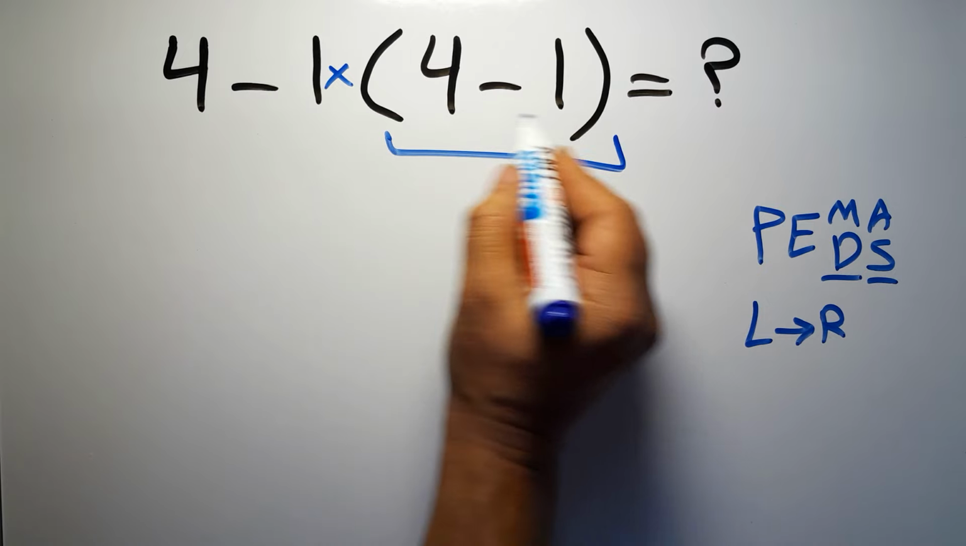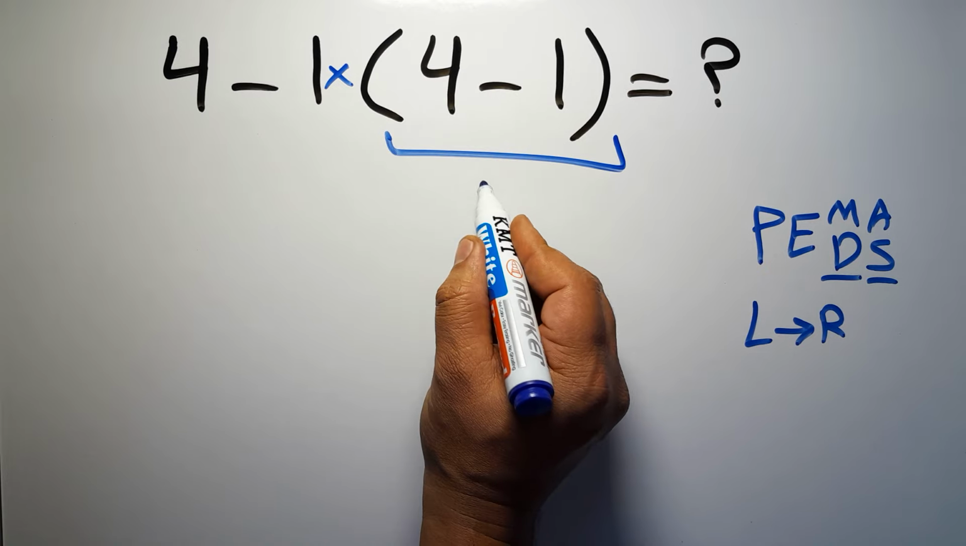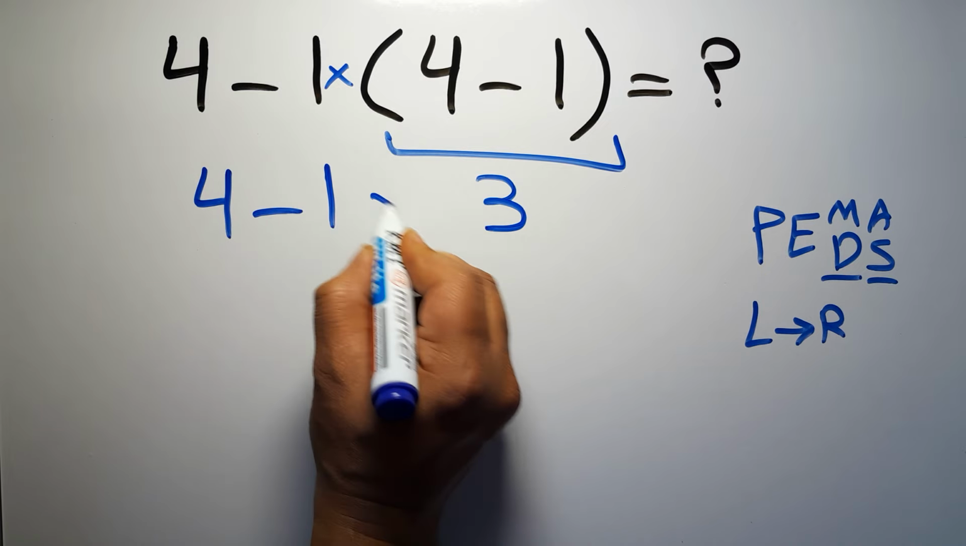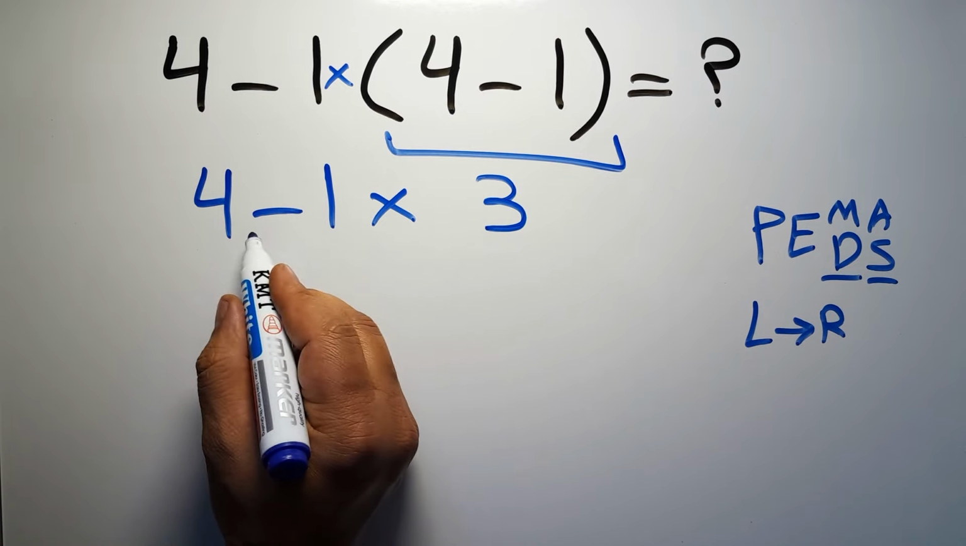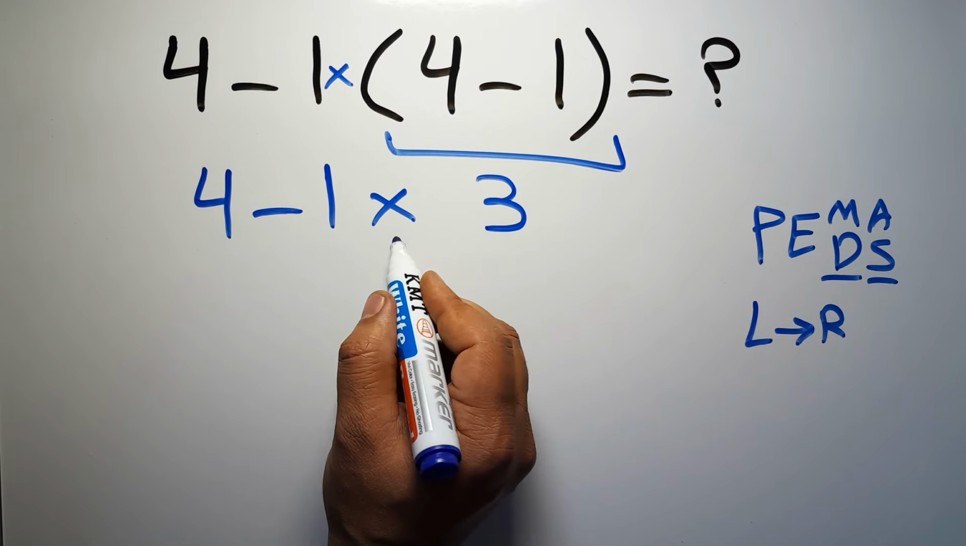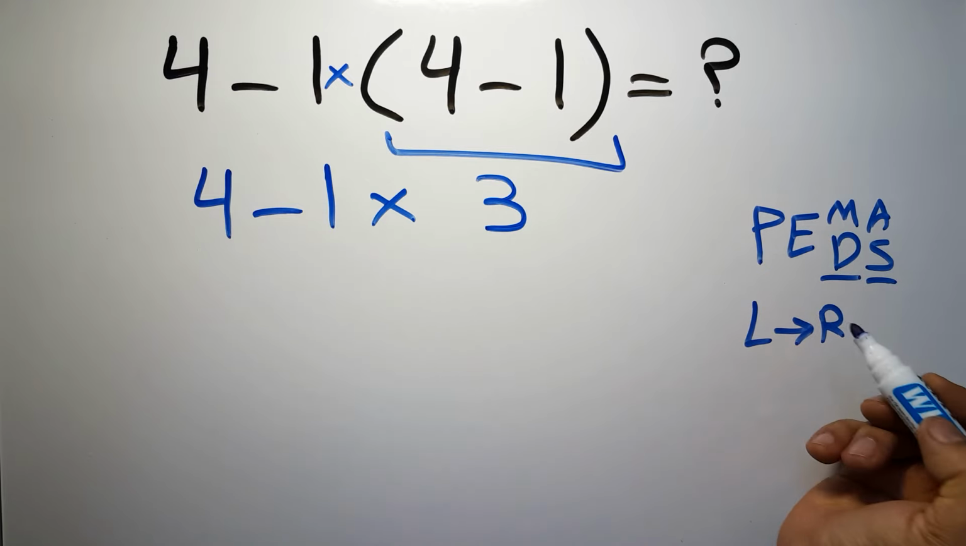So first we have to do this parenthesis. Inside this parenthesis we have 4 minus 1, which equals 3. So 4 minus 1, then times 3. Now we have one subtraction and one multiplication. According to the PEMDAS, multiplication has higher priority than subtraction, because multiplication comes before subtraction.